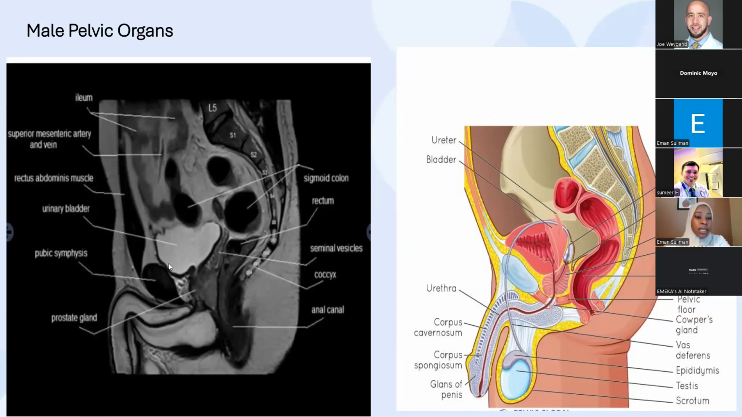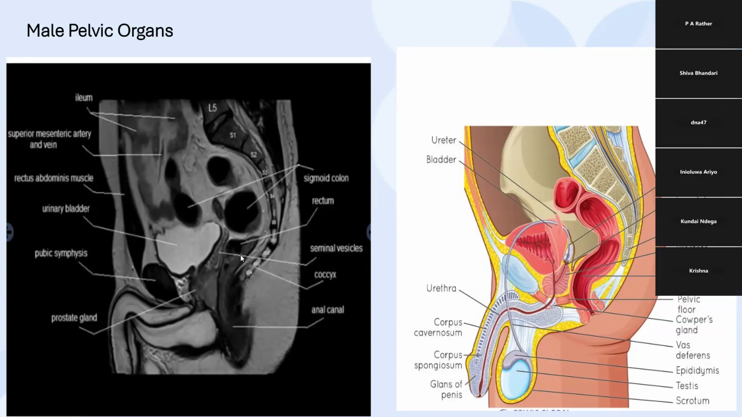Here on CT, this is the urinary bladder. At the neck of the urinary bladder, we have the prostate gland, and then we have the urethra, of course, going through the prostate gland, and then it continues to the penis, and then to the external genitalia. And at the back, we have the rectum. So if there's any tumor in the prostate, it will push back and affect the rectum.